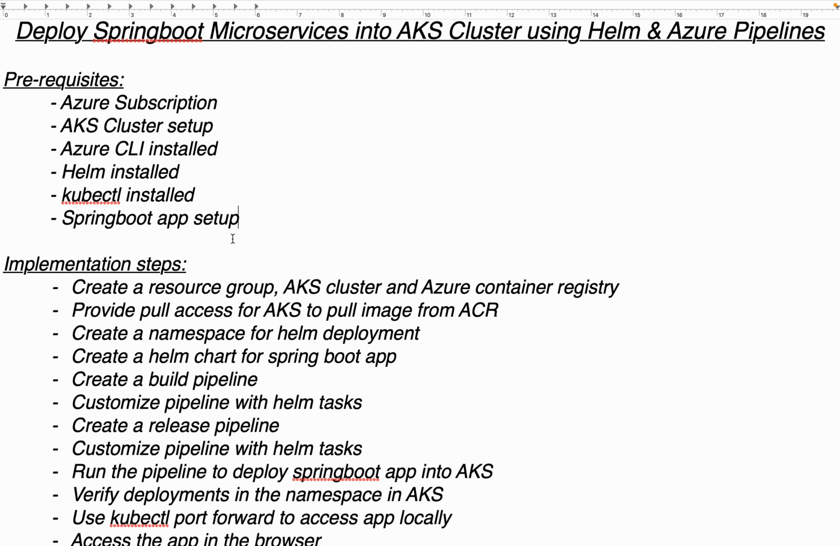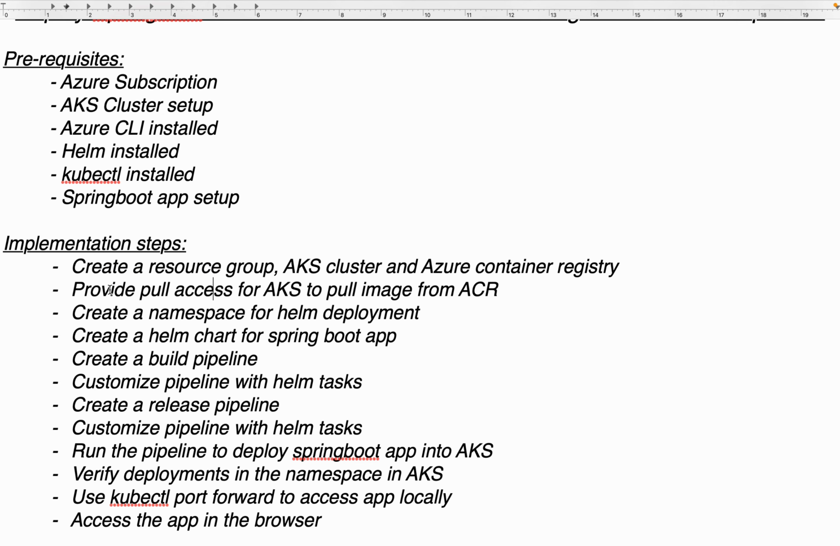And then how are we going to achieve it? What are the implementation steps? You see here, we need to create a resource group in Azure Cloud. And then we'll be creating the AKS cluster and Azure Container Registry under that resource group. Once the cluster is created, we would be providing full access for the AKS cluster in order to download the image from ACR. And then we will create a namespace in the AKS cluster, because this is where we are going to deploy our Spring Boot microservices, in this particular namespace inside the AKS cluster.